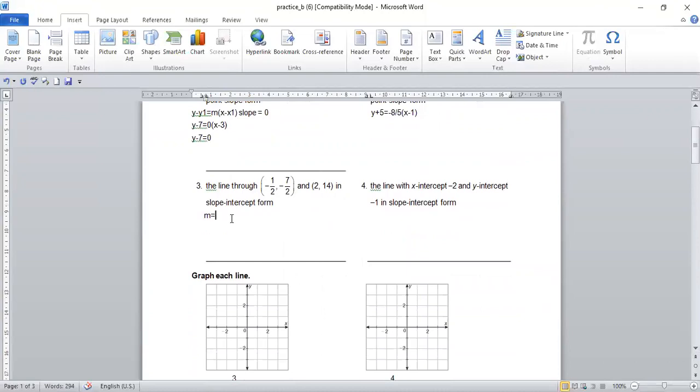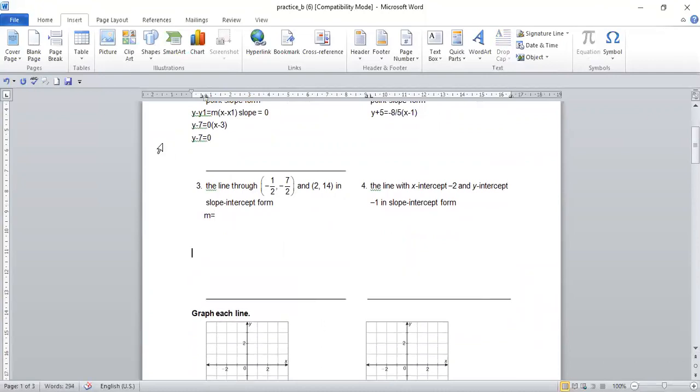Okay, so let's move on to question number 3. Now in question number 3, yes, it will be a bit confusing because of these. So how are you going to be doing this?